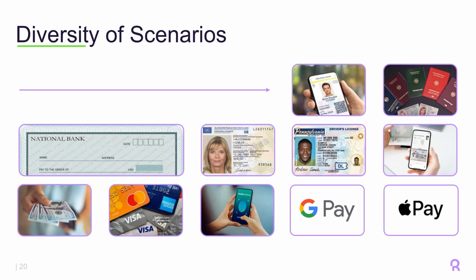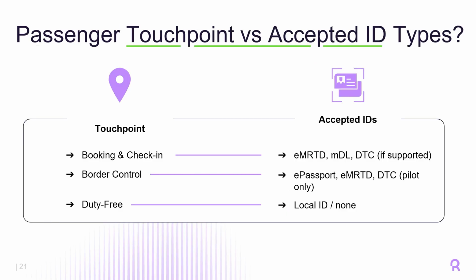Let's wrap up by summarizing where different types of identity documents are accepted during the passenger's journey. For booking and check-in, travelers may be able to use eMRTDs, MDLs, or even DTCs, depending on what the airline or airport supports. But at the border, only ICAO-compliant documents like ePassports or DTCs in pilot programs are accepted. Each touchpoint places different requirements on the level of identity assurance. That's why there is no single document that works everywhere, and the system must be able to handle a mix.